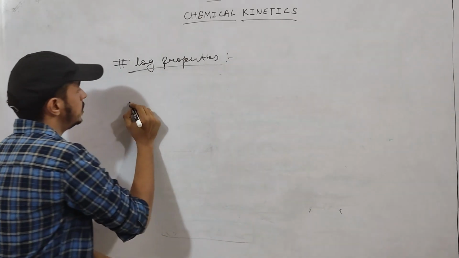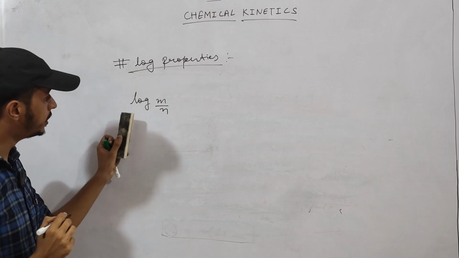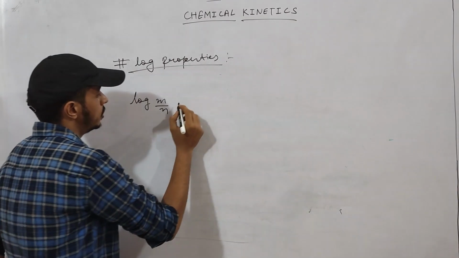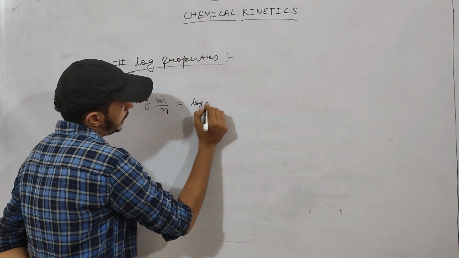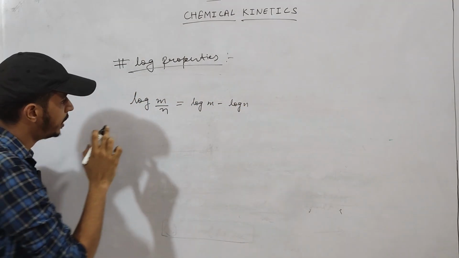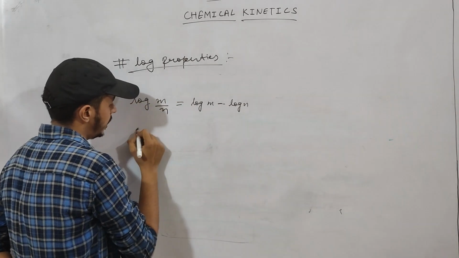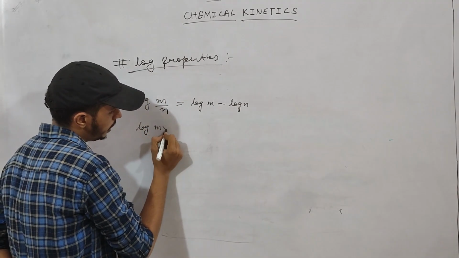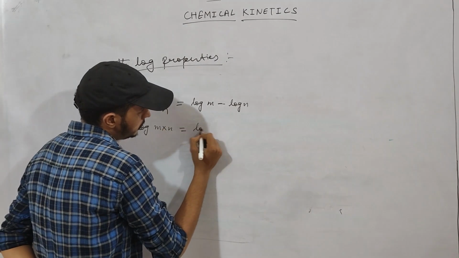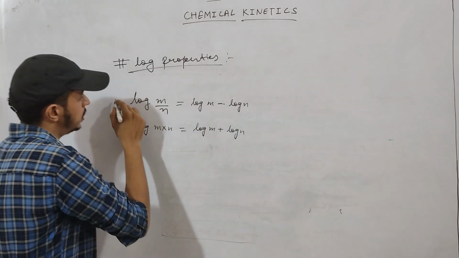So the first property is, if log m upon n is written, it will be written in the form of log m minus log n. So if there is a divide in the log m upon n, this will be replaced by the negative sign, and if it is multiply, log m n, then it will be replaced by positive log m plus log n. These are two important terms.